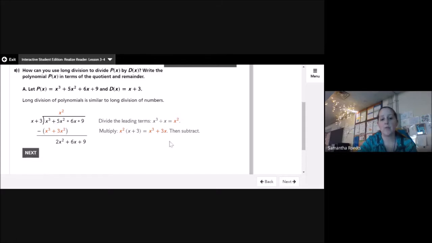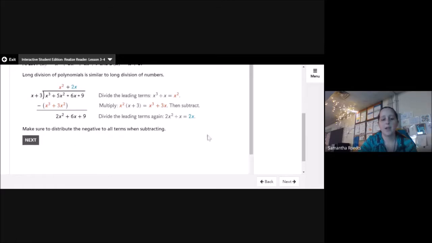And I subtract all of that, just like I would in normal division. x cubed minus x cubed is 0. 5x squared minus 3x squared gives me 2x squared, and then I bring down the next numbers, plus 6x plus 9. Okay. I then divide the leading terms again.